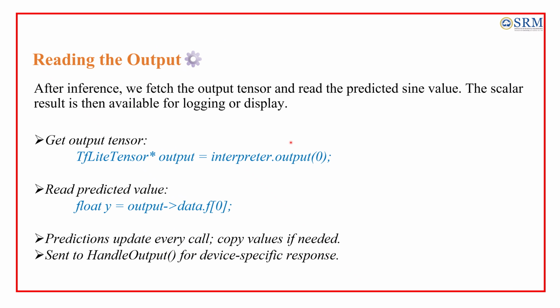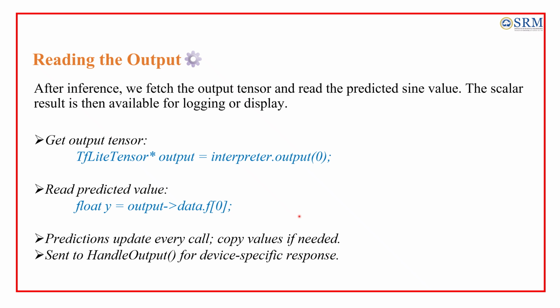Reading the output. Once the inference runs, the result is stored in the output tensor. So we have to fetch the output tensor and read the predicted sine value. The scalar result is available for logging or display. Fetch it like this: TfLiteTensor output equals interpreter dot output. The output data is a float, which is the predicted value. This gives us the model's predicted sine value for the input x. Each call updates this tensor, so if you need older results, you should copy them out as soon as possible.